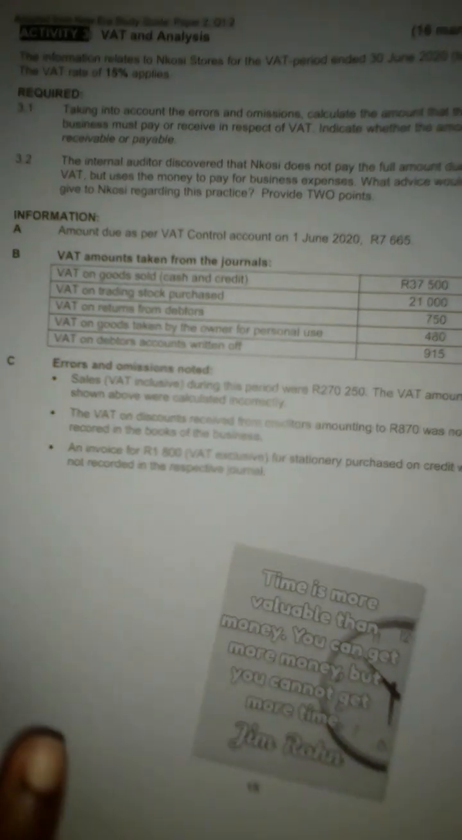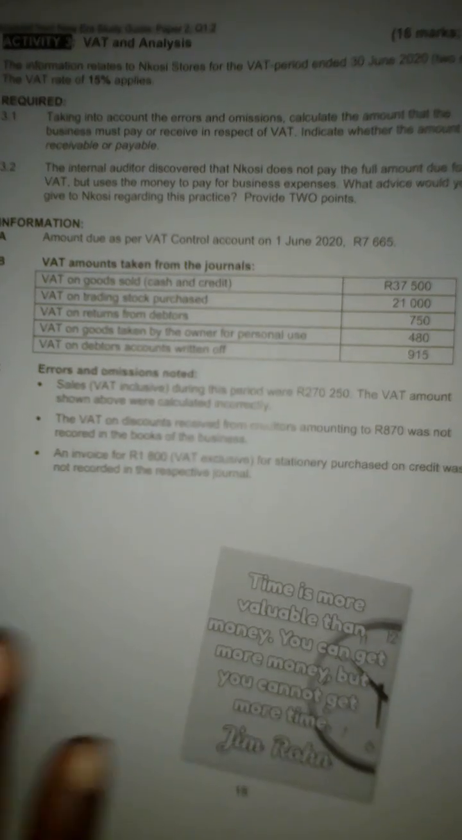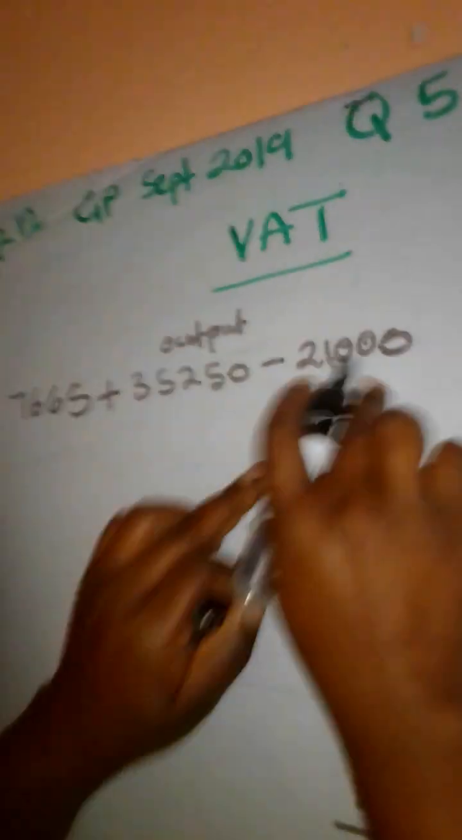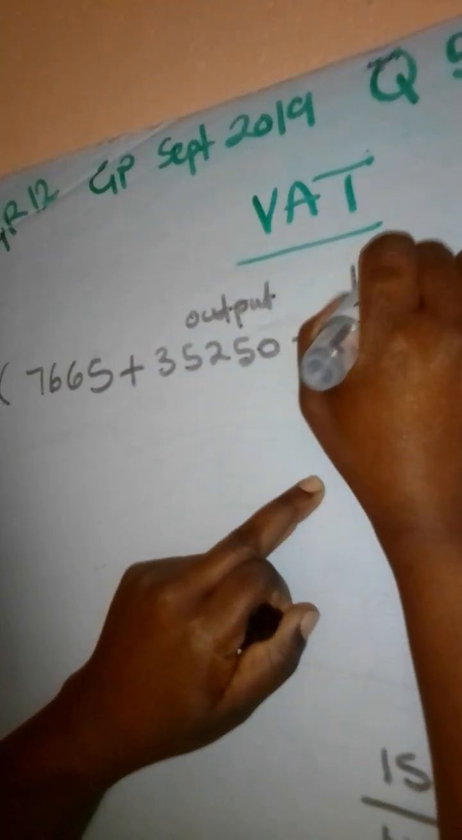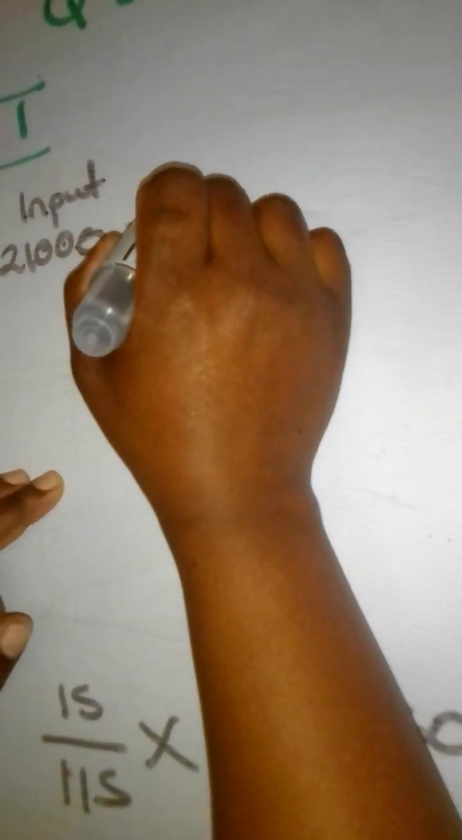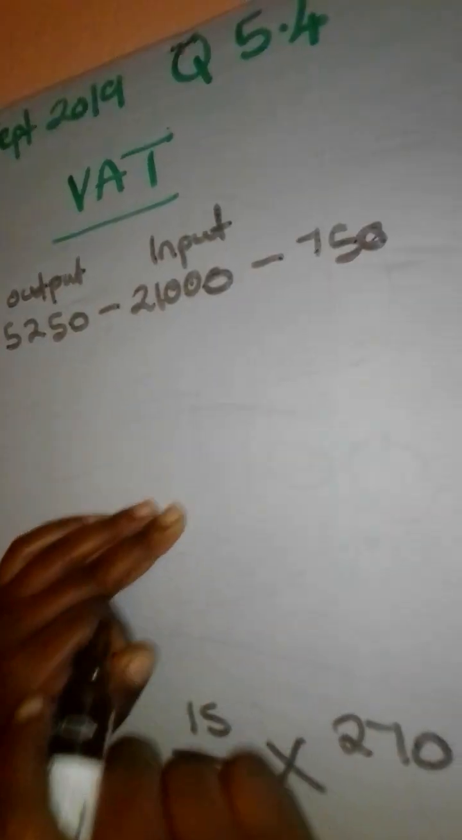Okay, what else do we have? We have VAT on trading stock purchased. Remember, purchases, payments, that is input VAT, so it becomes a negative, minus 21,000. That indicates input VAT. Let's move on to the other item. They say here VAT on returns from debtors. Debtors are customers. If they returned goods, it now becomes VAT input. So it's also going to be a minus 750.